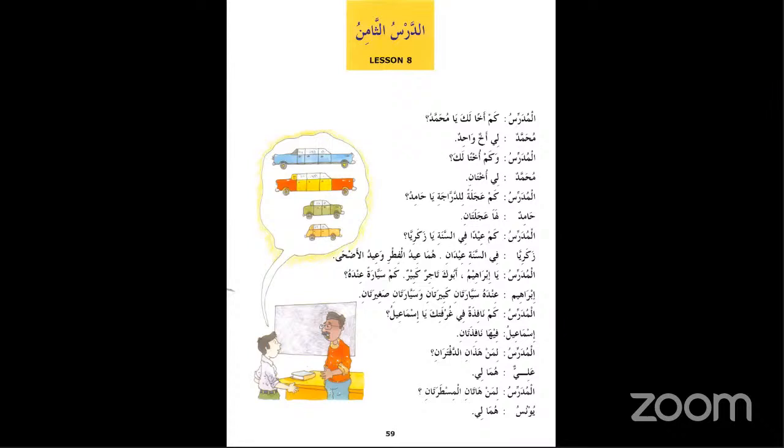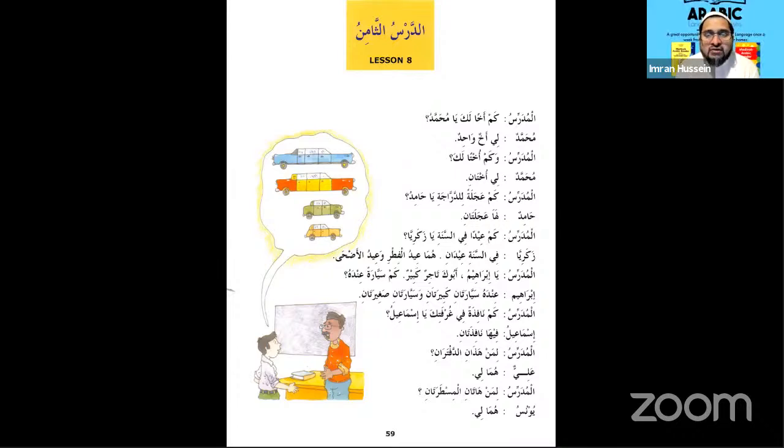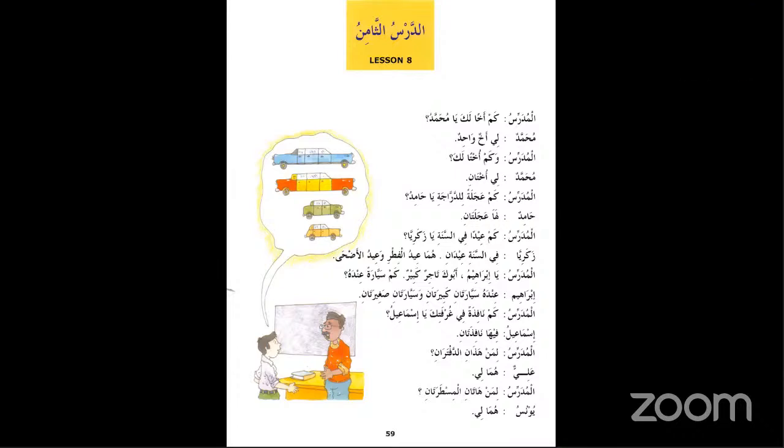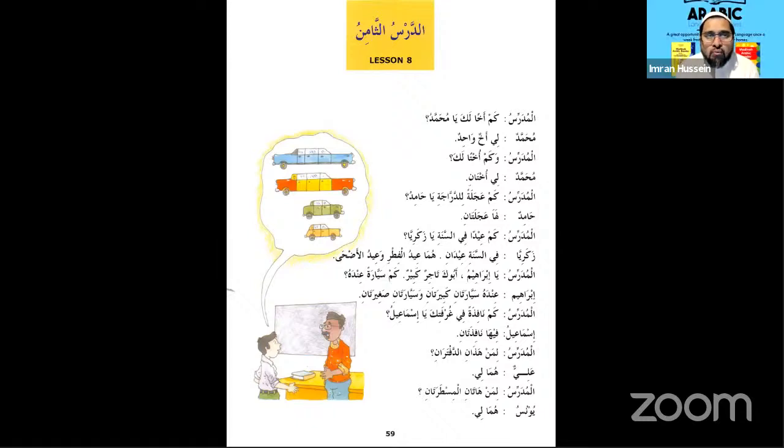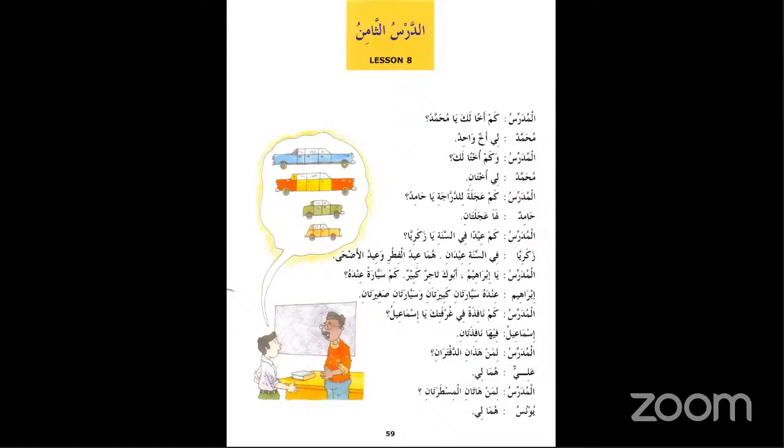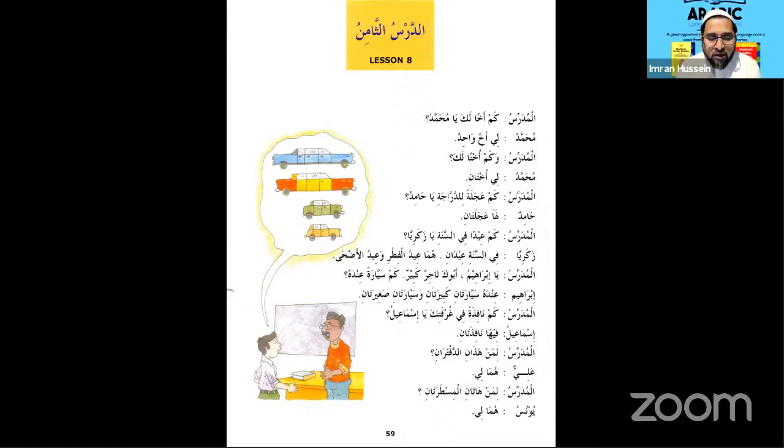Next question. How would you say how many windows are there in your room talking to boys? Kam nafidatan fi ghurfatika. That's for the singular. And for a female, ghurfatiki. Excellent. And the plural for you boys, all of you? Ghurfatikum. Ahsantum. And you all females? Ghurfatikunna. Ahsantum. MashaAllah. That was very good.